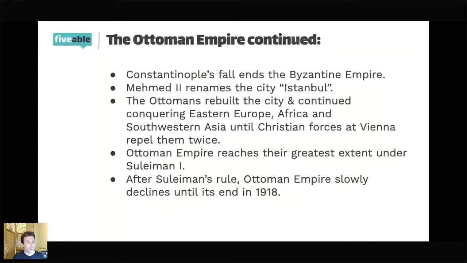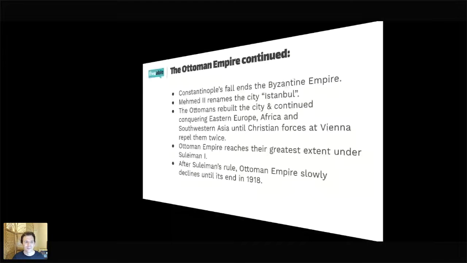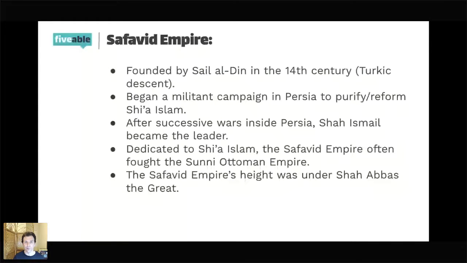Now let's move on to our next gunpowder empire, the Safavid Empire. This was founded by Salah al-Din in the 14th century. Now note, he's Muslim of Turkic descent. He focused on a militant campaign in Persia, which is present-day Iran, parts of Iraq, into Pakistan and Afghanistan, to purify and reform Shia Islam.